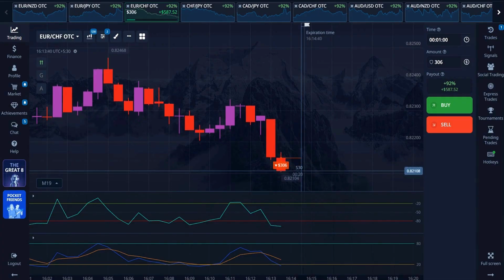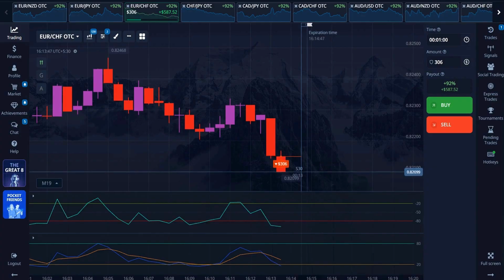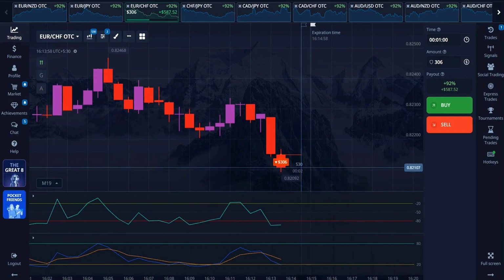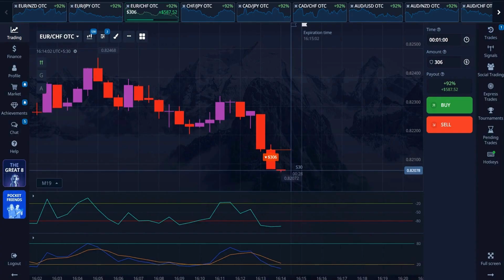First, we see that the Williams %R has just crossed below the red line, a sign that the market is exiting the overbought zone. Next, the Stochastic Oscillator's blue line is crossing below the orange line, confirming downward pressure. With both indicators showing a potential drop, this is our cue to place a sell trade. The trade is active now, so let's wait patiently and see how it performs.